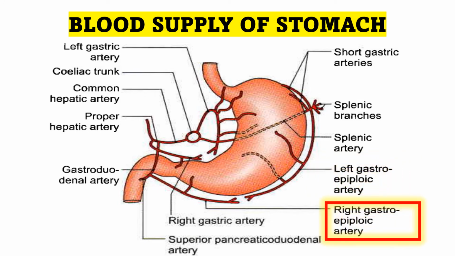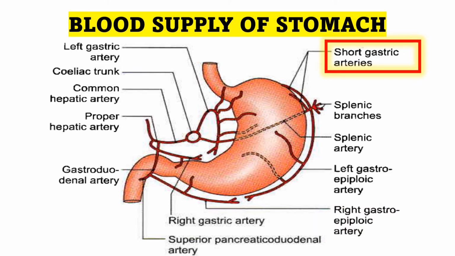Then we have right gastroepiploic artery. This is a branch of gastroduodenal artery. Then we have short gastric arteries, which are about 5 to 7 in number. These are branches of splenic artery. All these arteries supply stomach with blood.